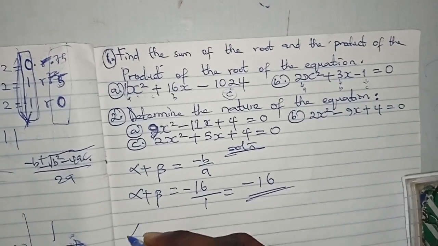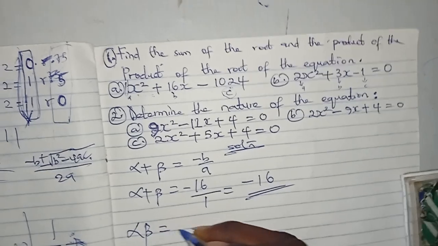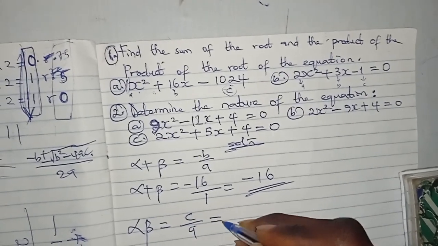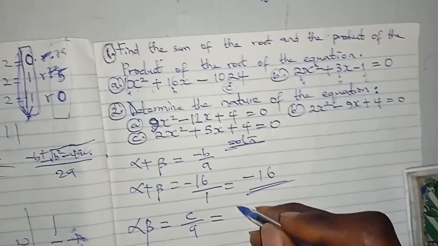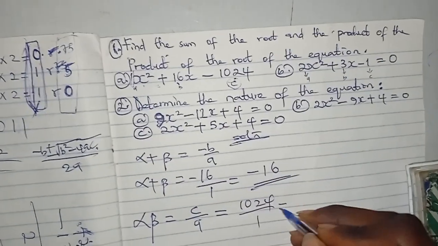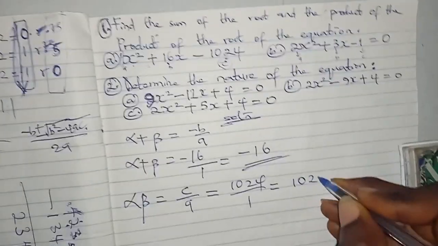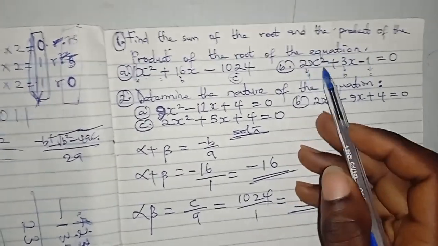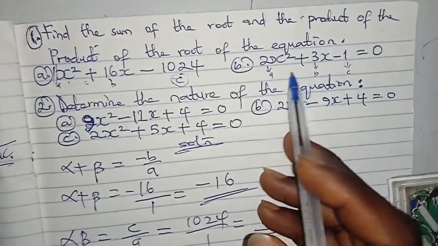Now for the product of alpha beta, it is going to be the same thing as saying alpha beta is equals to c over a. And this is equals to, c here is 1024. A here is 1. So it's simply 1024. Very simple, just like that. Let's look at the second question.